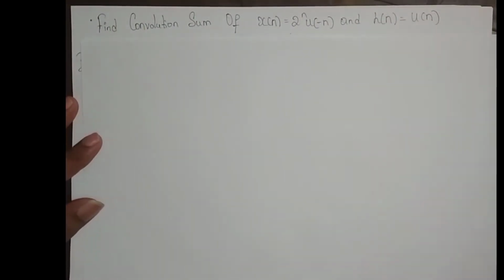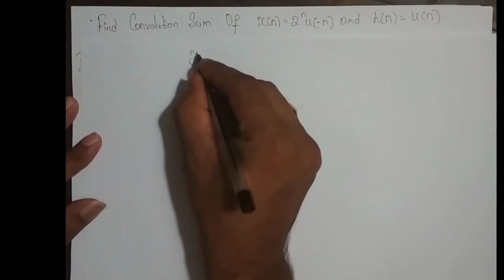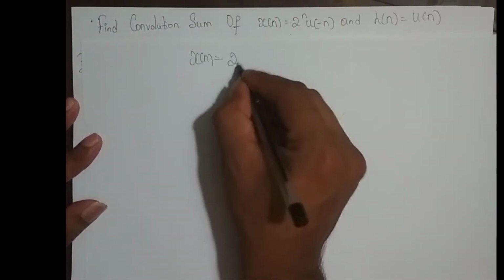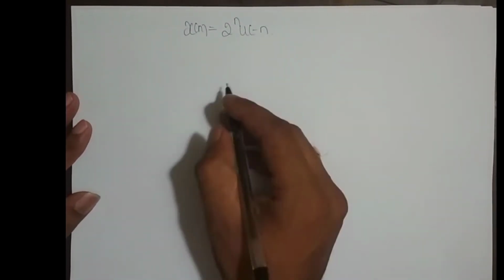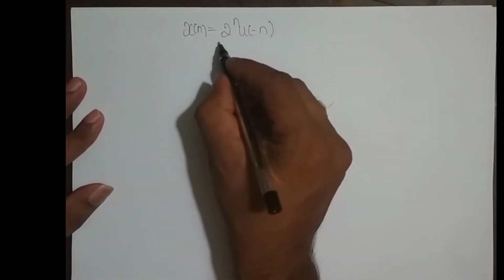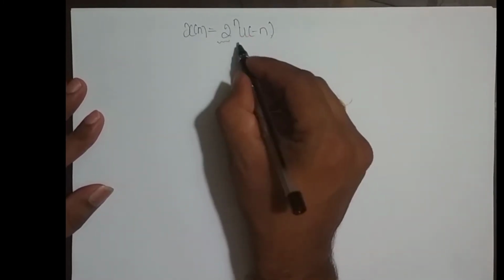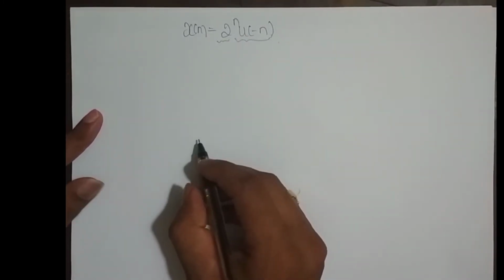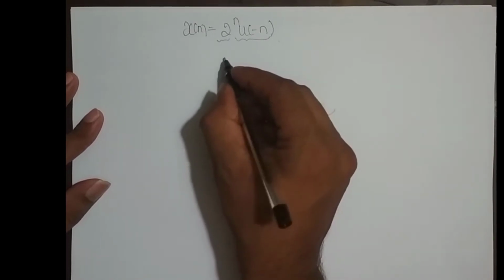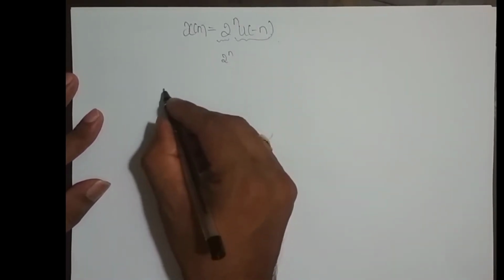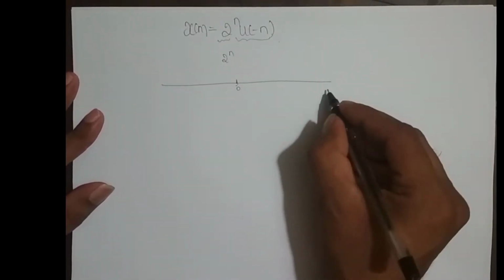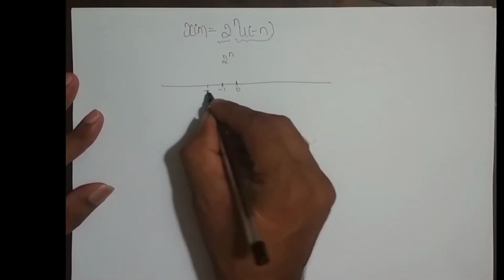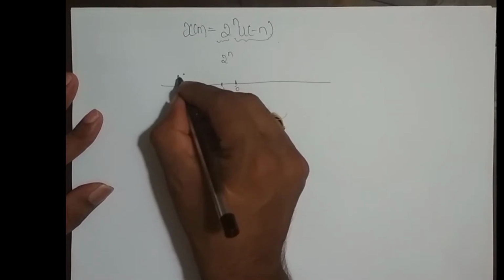x of n is 2 power n u of minus n. So how does this signal look? It is a combination of two signals: 2 power n multiplied with u of minus n. So we'll plot them separately and see how it looks. How does a 2 power n signal look? It varies from minus infinity to plus infinity.